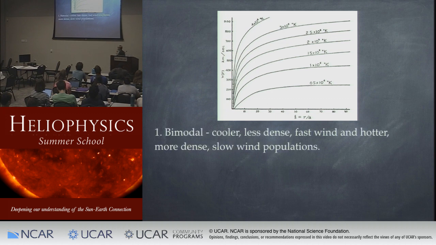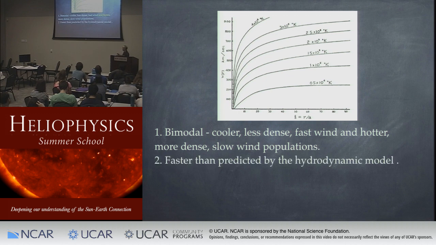But we know from long-term observations of the solar wind over the last decades that, first, the solar wind is bimodal. We have a cooler, fast component that is less dense, and we have a slow, hotter, and more dense component. This is the fast wind, the slow wind. We also have a very distinguished compositional difference between the two populations. So the solar wind is essentially composed of two populations, and their mechanisms of acceleration are slightly different. We are still investigating that. We also see that the fast wind is faster than the one predicted by the pure hydrodynamic model.